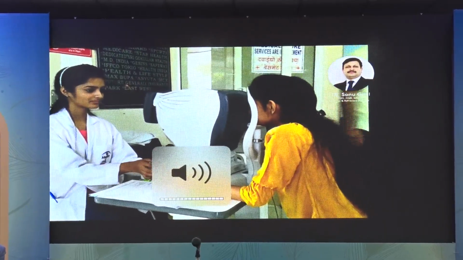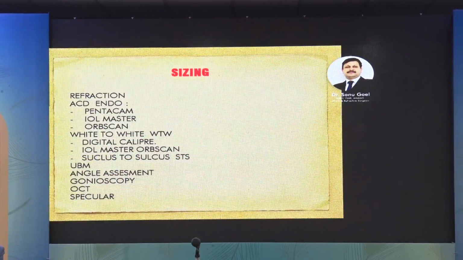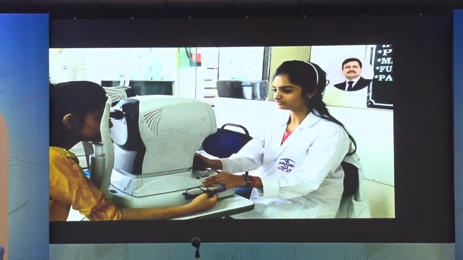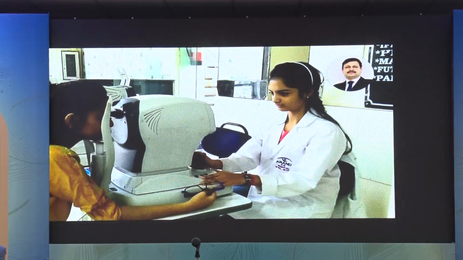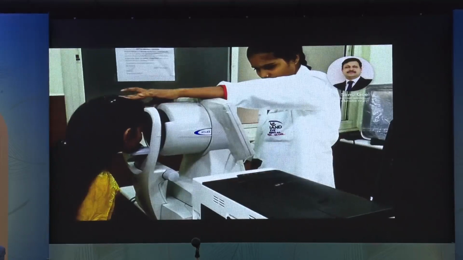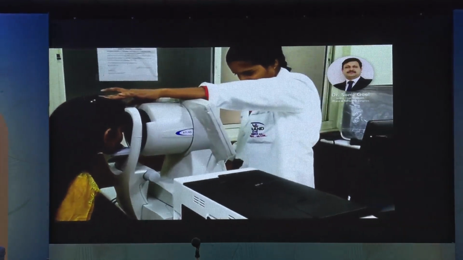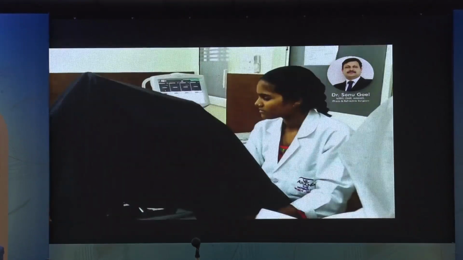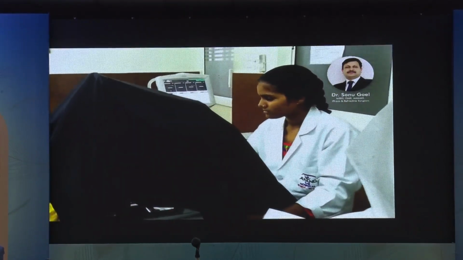So the patient is taken up for scan, and the most important in an ICL patient is sizing. Sizing means calculation of the anterior chamber depth and the white to white. I do a UBM, an angle assessment, gonioscopy, an OCT, and a specular count in all our patients. When you're taking a patient for ICL, the two most important parameters are the anterior chamber depth and the white to white.